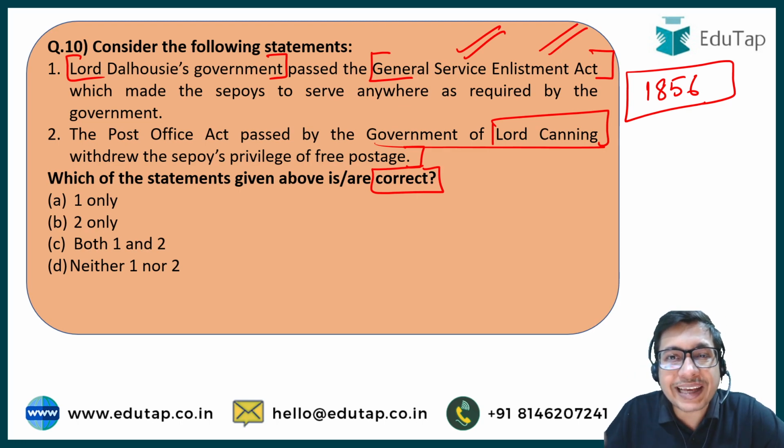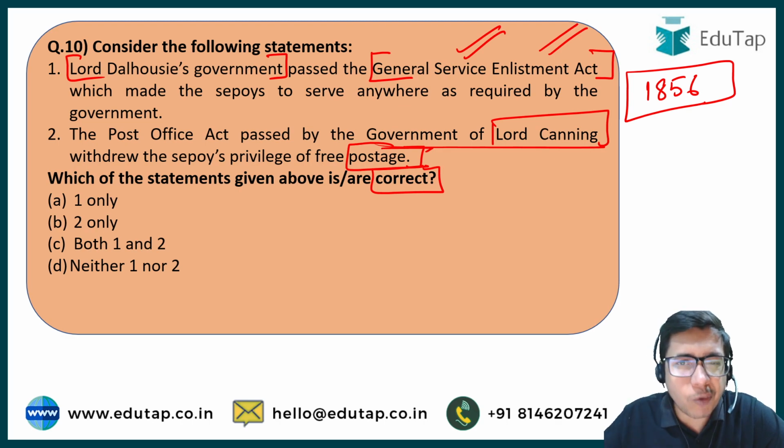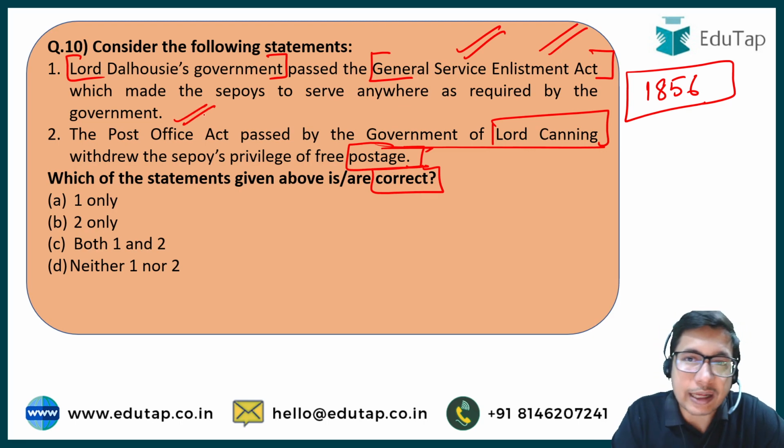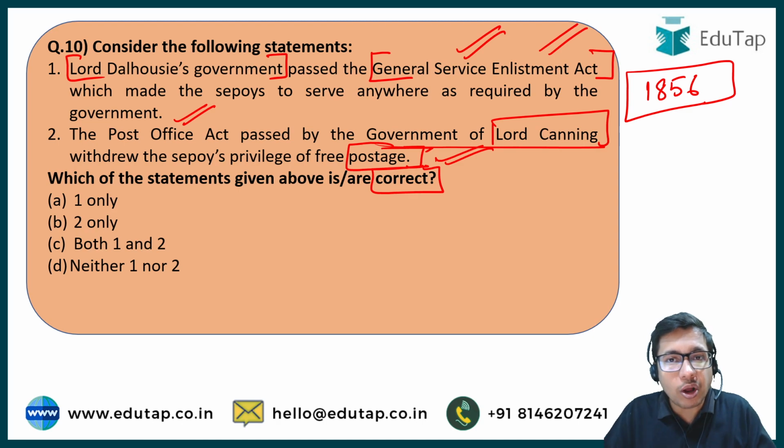So all the sepoys were exempt from paying postage. They were given the privilege of free postage: whatever letter you write, wherever you want to send it, you need not fix a postage stamp. But the Post Office Act removed that privilege, and now all sepoys had to affix postage. They had to give revenue to the government in order to write letters back home. So out of these two statements, only the second statement is completely correct. Lord Canning came up with the Post Office Act, and this act removed the postage privilege, and therefore all the British Indian soldiers had to affix postage, giving extra revenue to the government in order to write letters back home.